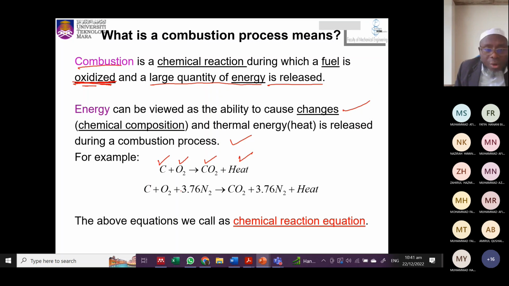Similarly, if we combine carbon with atmospheric air, later on we'll see that this composition is related to atmospheric air. Oxygen and nitrogen combined make atmospheric air. So this gives us carbon dioxide, nitrogen, and some heat is liberated. This is a combustion reaction because carbon is being reacted with air, and it gives some products of combustion and heat. The above equation we call a chemical reaction equation.